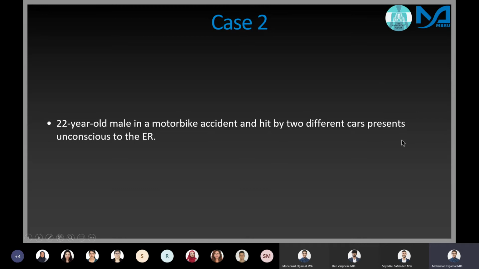So, quick case: a 22-year-old male in a motorbike accident. He was hit by 2 different cars and was unconscious at the scene and was brought unconscious to the ER. His head is obviously bleeding, and he was wearing his helmet, but there's still some blood on his helmet, and it's a high impact force. So what's the first thing you want to do?